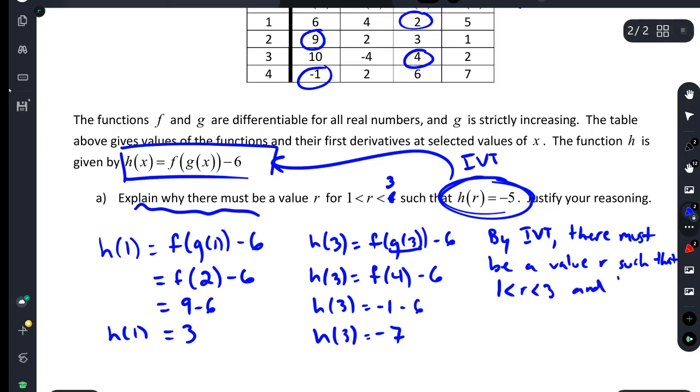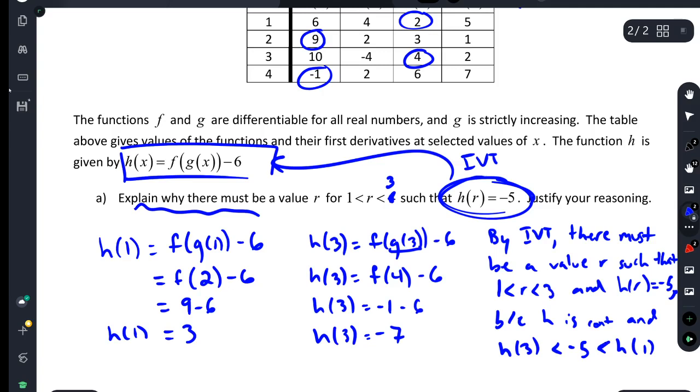And h of r equals negative 5. I kind of messed up that wording, but it's okay. And then maybe a comma, because now I do want to state that h is continuous. So because h is continuous, I'm going to say something like h of 3, that's the smallest one, is less than negative 5, which is less than h of 1.